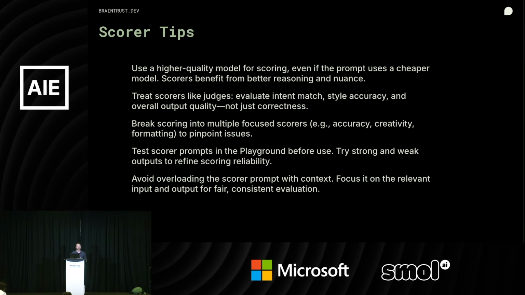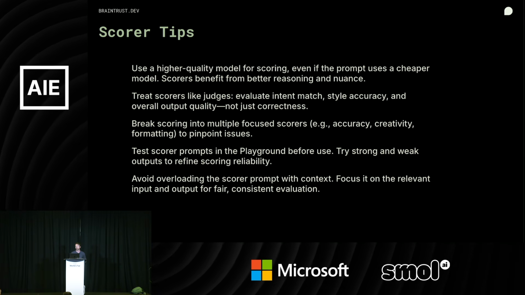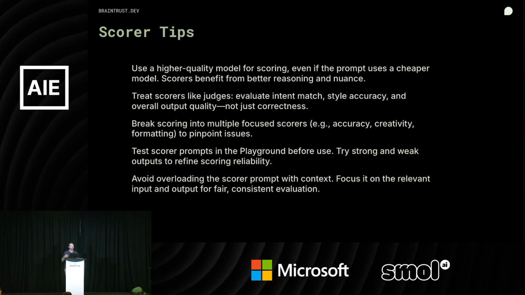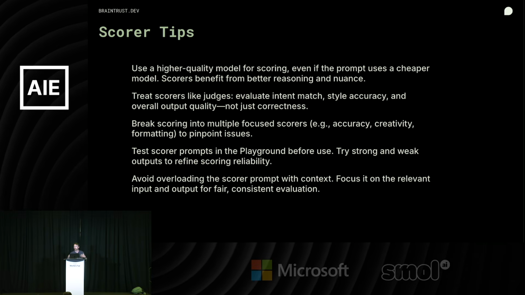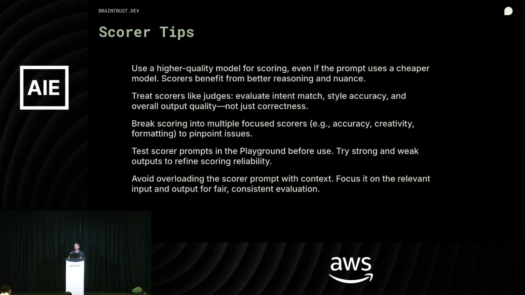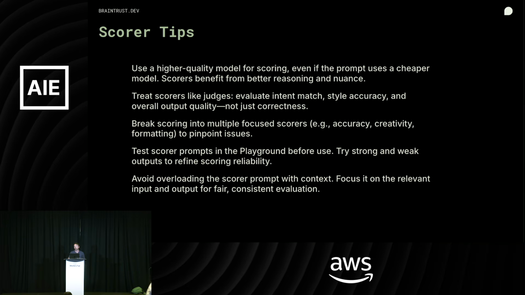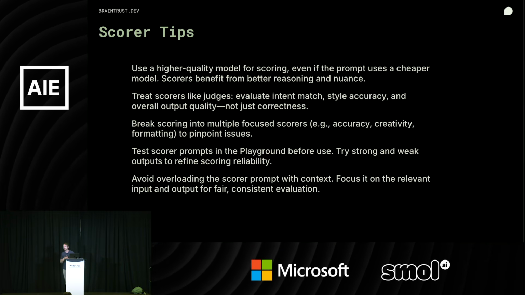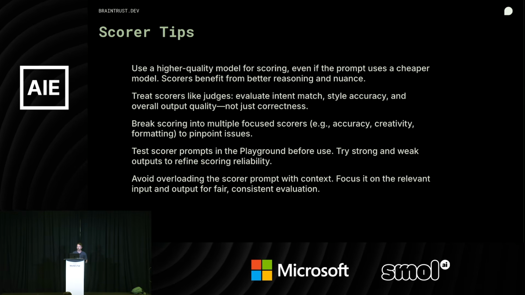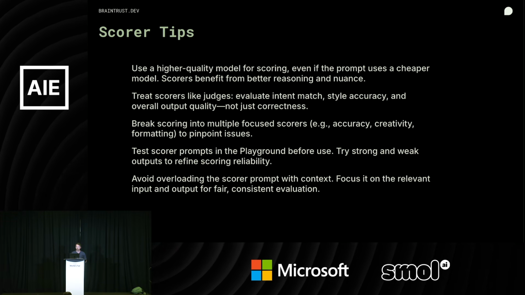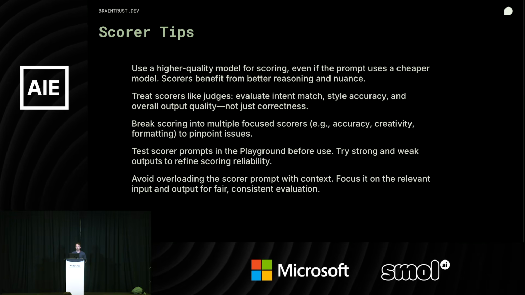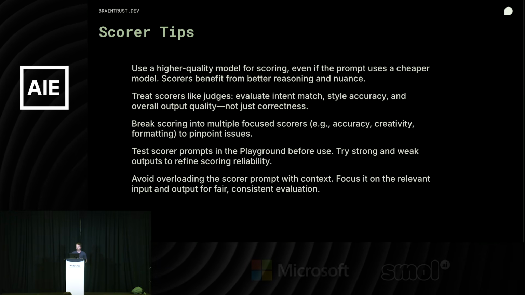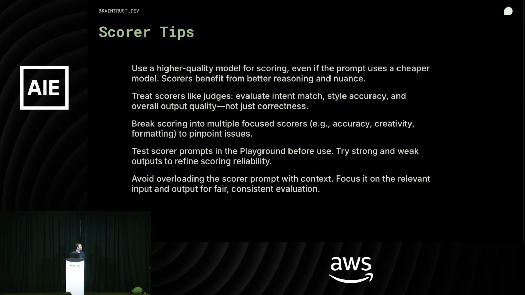Also break your scoring into very focused areas. The example that I'll show is an application that generates a change log from a series of commits. So I could create a score that says assess my accuracy, my formatting, and my correctness. Or I could create 3 different scores that assess accuracy, and then formatting, and then correctness. So have your scores be very targeted to the thing that they're supposed to be doing. Test your score prompts in the playground before use. And then avoid overloading the score or prompt with context. Focus it on the relevant input and the output.